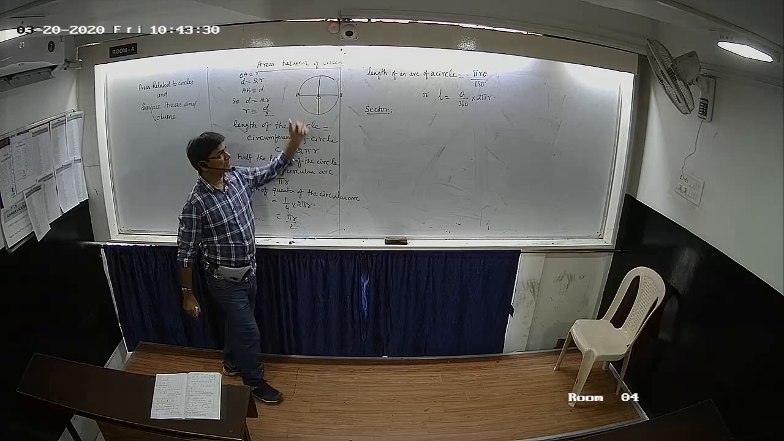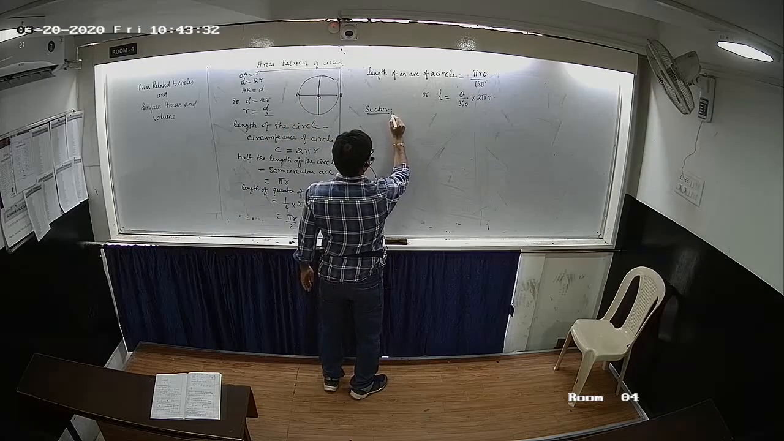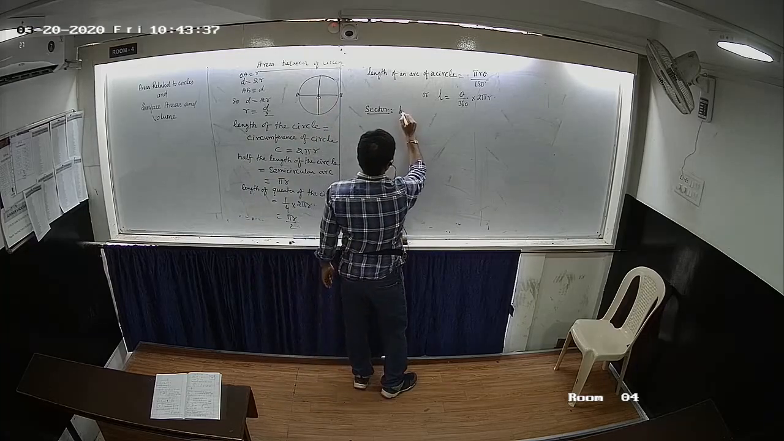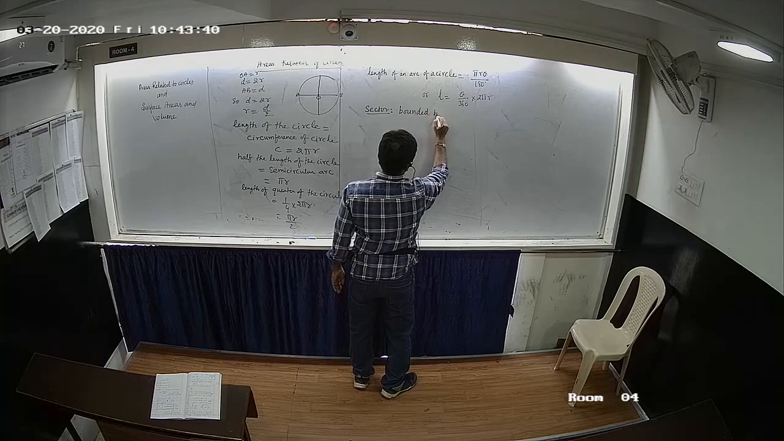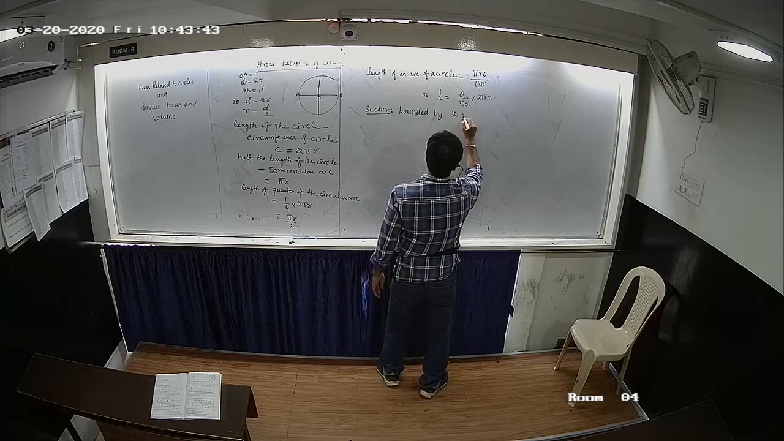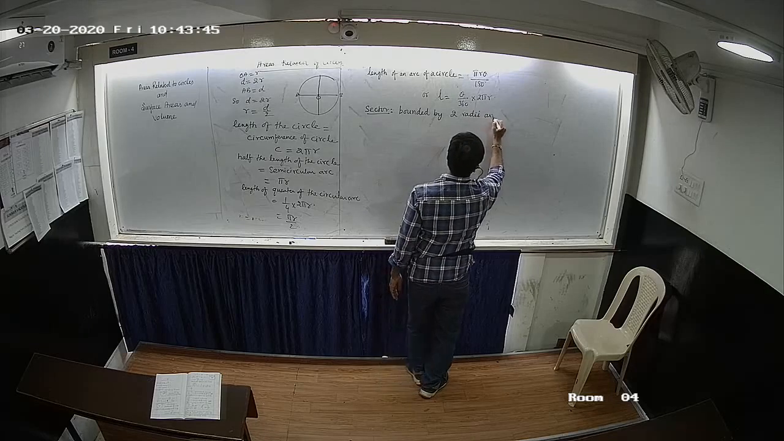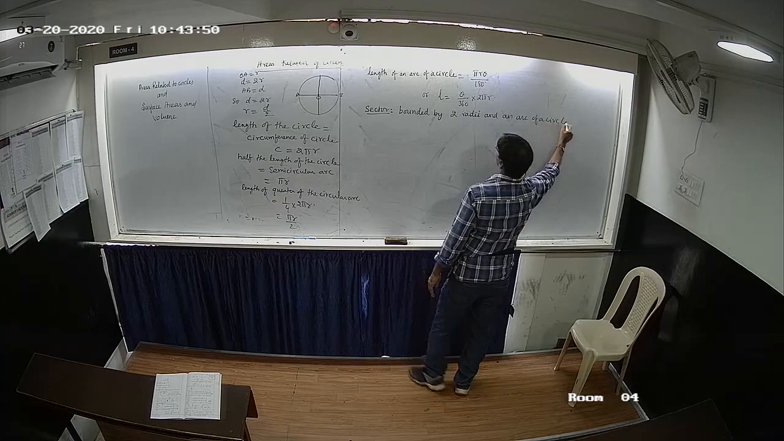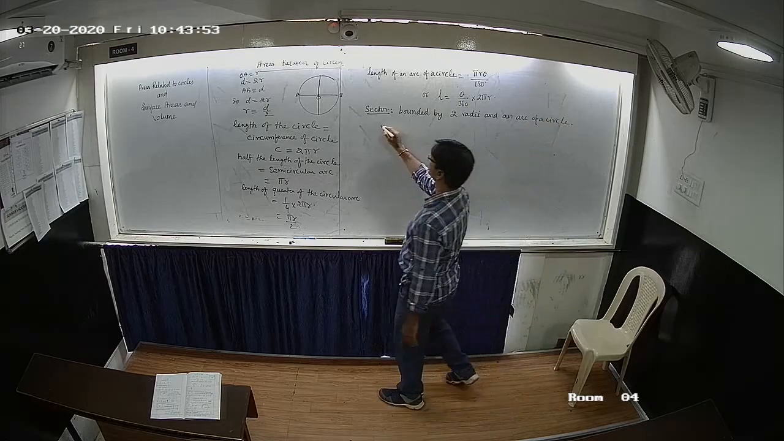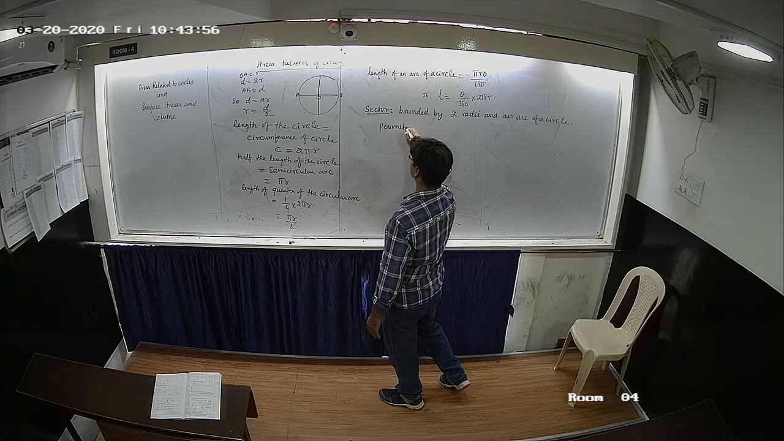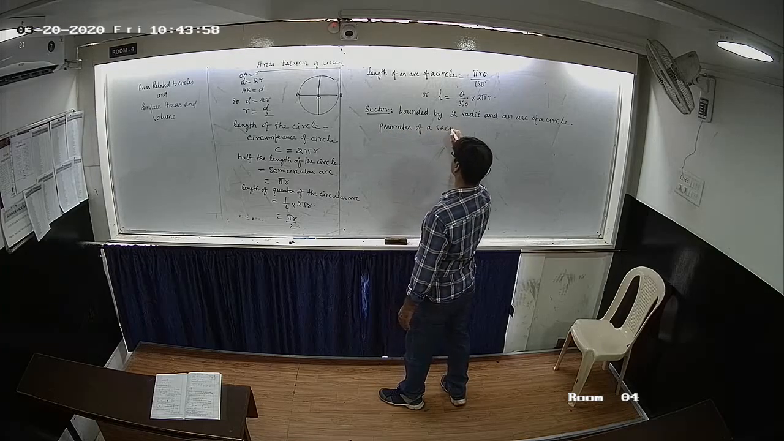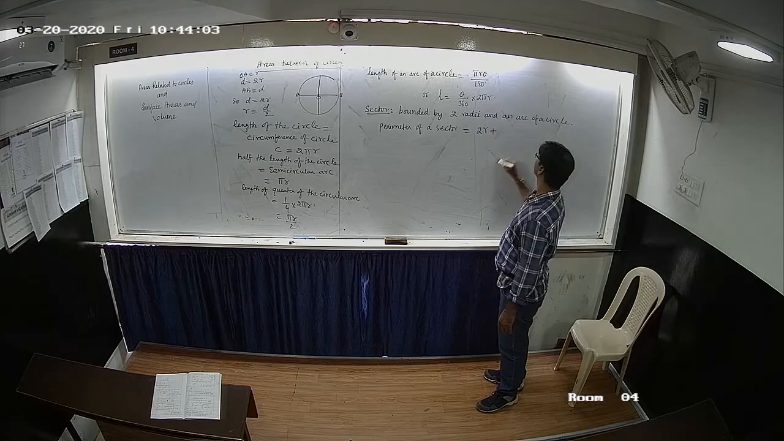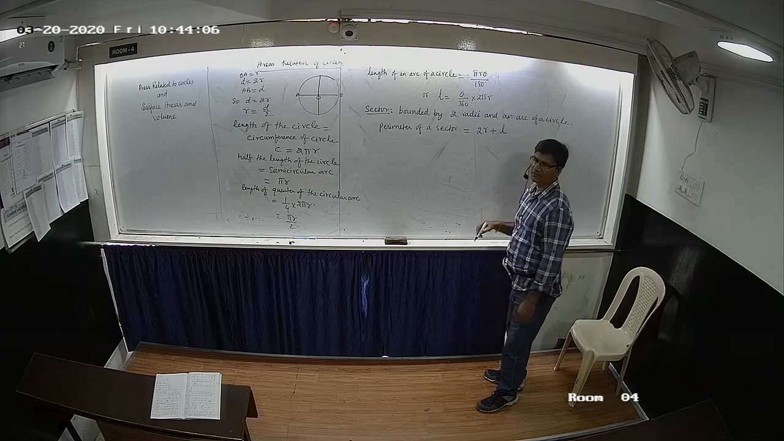Then we know the sector. Let's go to the sector of a circle. So a sector of a circle is bounded by two radii and an arc of the circle. So the perimeter of a sector. The perimeter of the sector will be equal to 2r plus the length of the arc L.